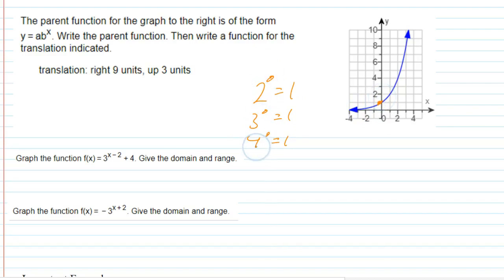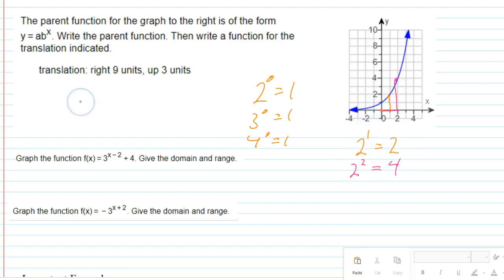Then we need to figure out what our base is. So let's take a look. If I move over 1 to the right, how far up do I go? Well, I go up to 2. So 2 to the power of 1 is equal to 2. This means our base is probably 2. Now we can double check this by going one step farther. If I move over 2, how far up did I go? Well, it went up 4. So 2 squared is equal to 4. So I know that the parent function is going to be y is equal to 2 to the power of x.